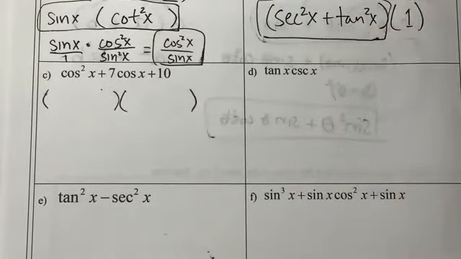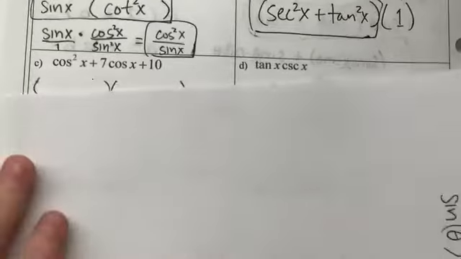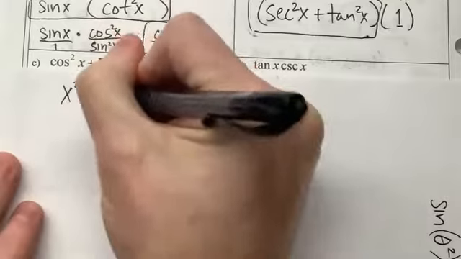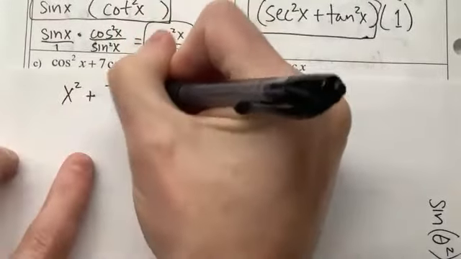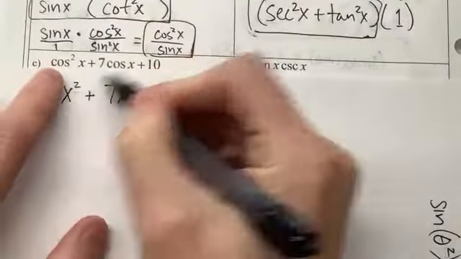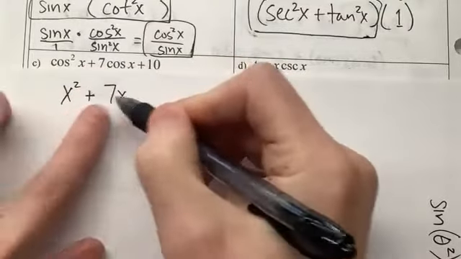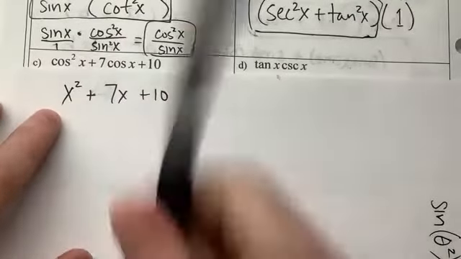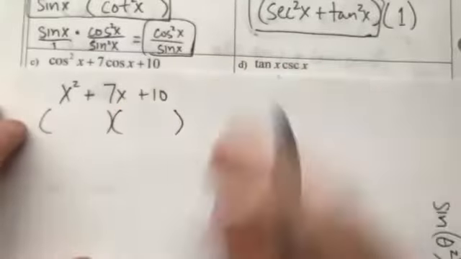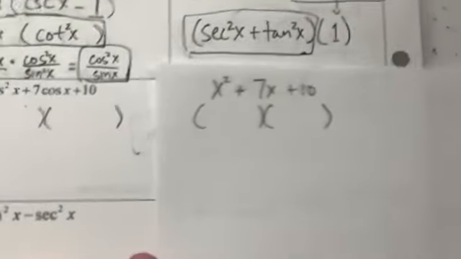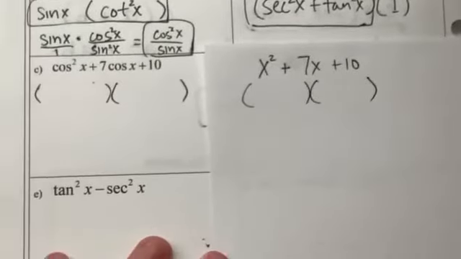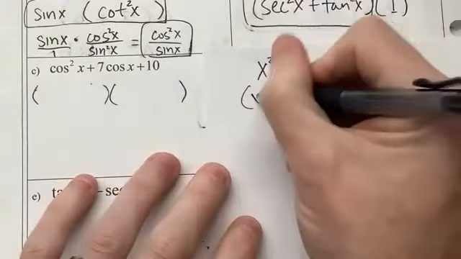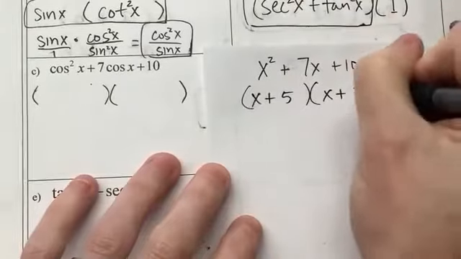So when I see this, I see something basically like this. I've got something squared here, and I have 7 times that number. So this is cosine squared, this is 7 cosine. So it's like x squared plus 7x plus 10. So when I see this, I'm thinking as long as I know how to factor this, I can factor that. So if you know how to factor x squared plus 7x plus 10, see if you can think how you would factor the one on the left. So this over here would just be x plus 5 and x plus 2.